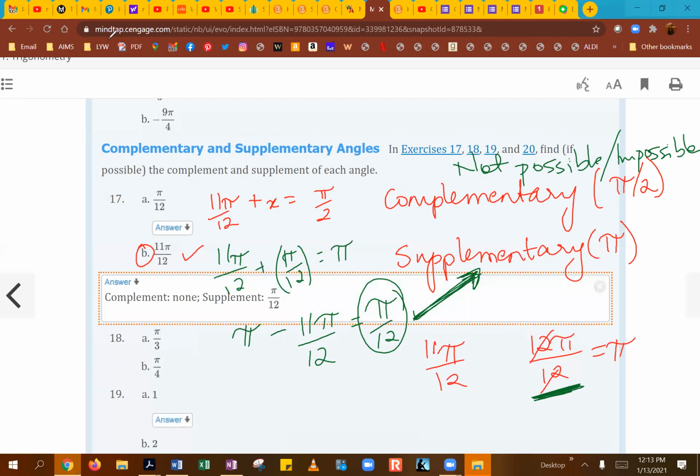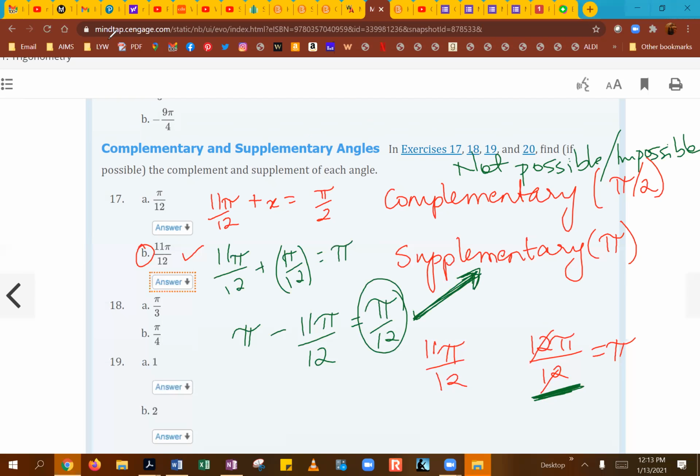So you can see that the answer says there is no complement, but your supplement is going to be pi over 12. So you want to think about how you would do this if these angle measurements were in degrees, but instead of degrees, you want to use the radian measurements.